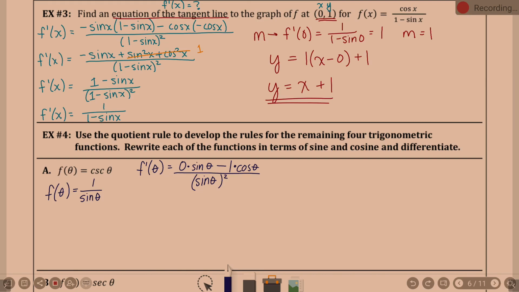Okay, let's clean this up a little bit. What does my numerator become? Negative 1 cosine theta, or just negative cosine theta? Yep. Negative cosine theta over sine squared theta, or sine theta quantity squared. Now, here's the deal. This is not what we know our derivative to be. It's an equivalent form, but it's not what we know our derivative to be.